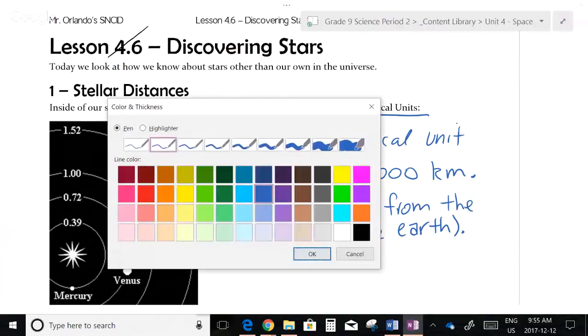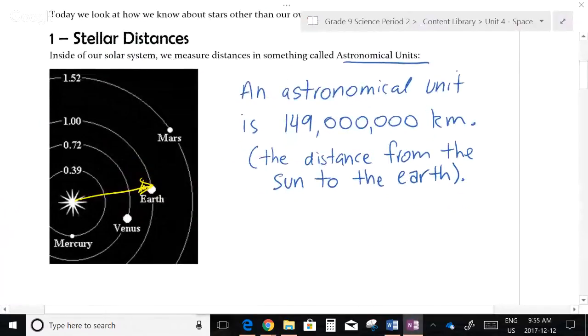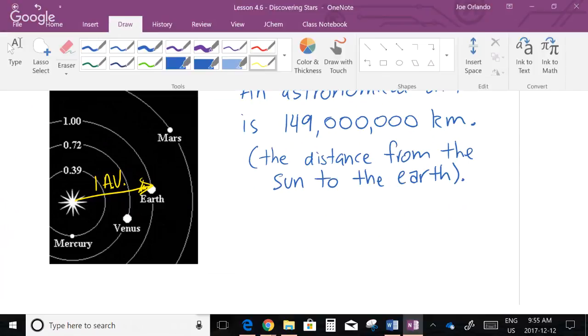And if we look at it here, you can see that that is one astronomical unit. And we use the abbreviation AU.